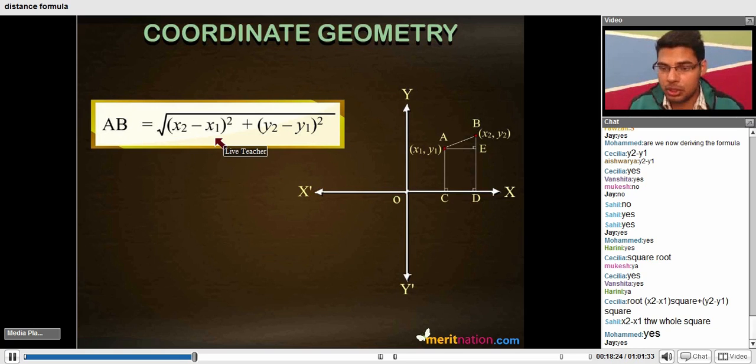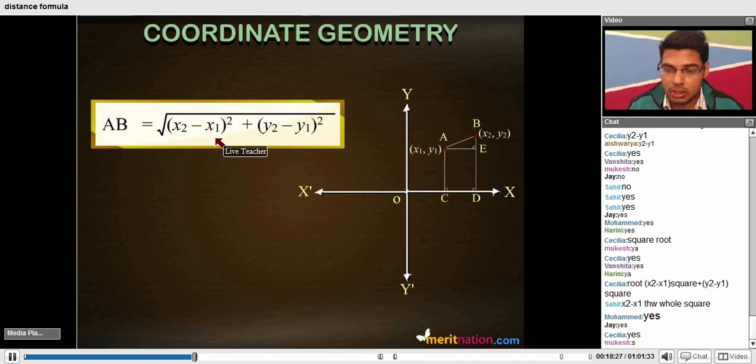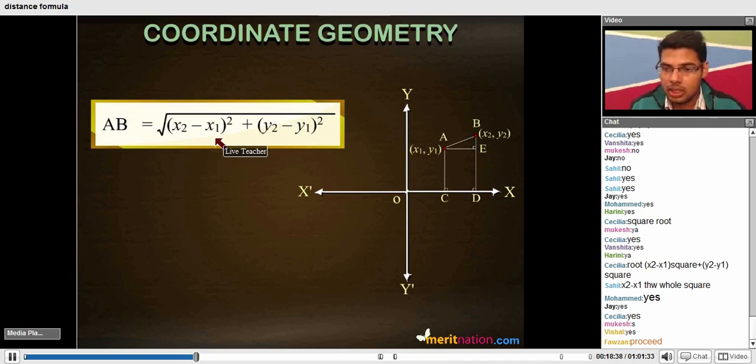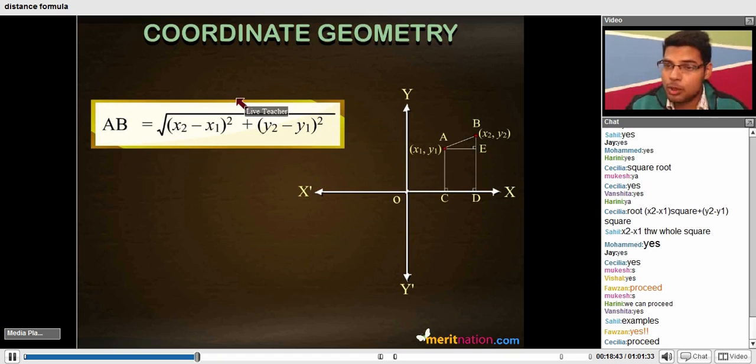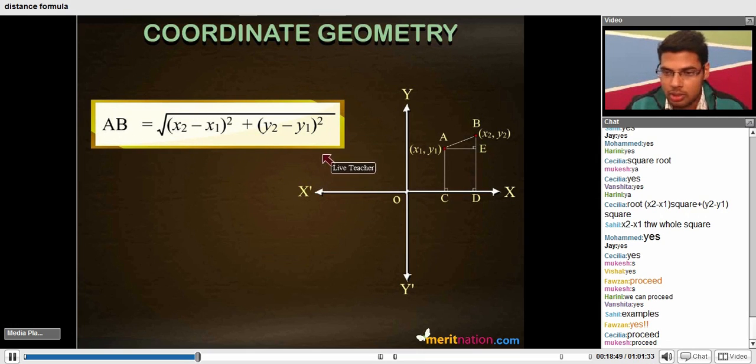In this derivation, if you have any doubt, you can ask all over again. Or shall we proceed to understand some more concepts and examples? Basically, we'll have to remember this formula: root over x2 minus x1 square plus y2 minus y1 square. We are deriving this formula because we do not have to follow the same procedure again and again. If we are given 2 points, we can directly put in the values and easily find the distance. Right? Okay.